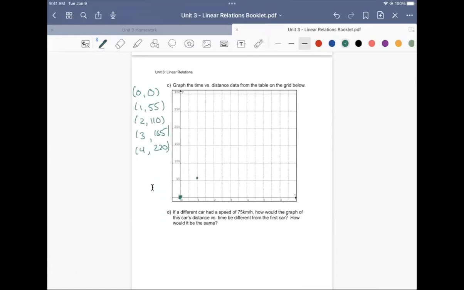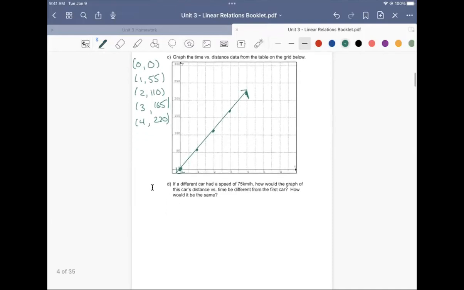At time 2, I went 110. So it's a little bit more past that. At 3 hours, I went 165. And at 4 hours, I went 220. If I look, I can connect those with a line. My line stops jumping around. And I'm just going to add an arrow to either end of it.